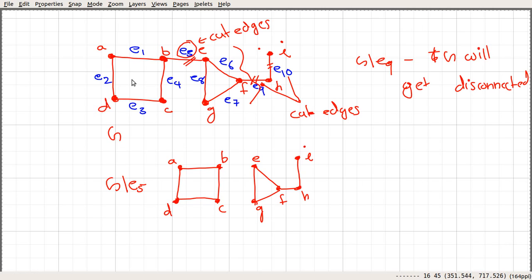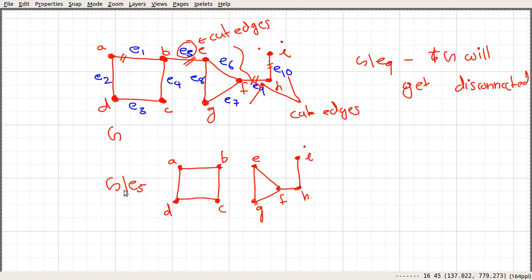Whereas if you delete any other edge, for example E1, we can see that the graph is still connected. Similarly with E2, E3, E4, E8, E6, E7. So those edges are not cut edges. If you delete an edge, for example E7 in this case, or maybe E1, the graph is still connected. So they are not cut edges. Cut edges are edges that have this particular property: if you delete that edge, the graph will become disconnected.